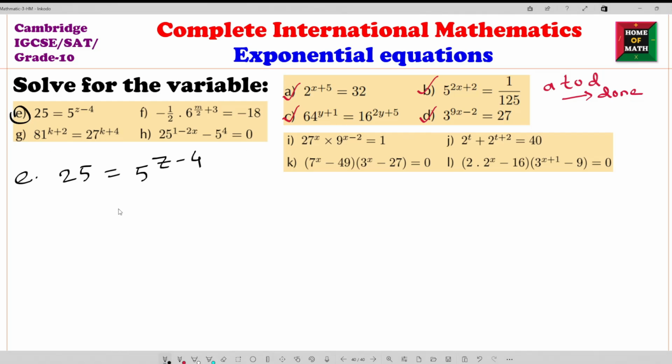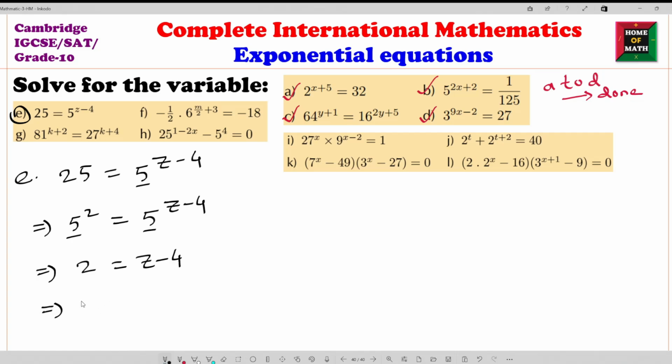25 equals 5 to the power z minus 4. So on the right side the base is 5. On the left side we will also make base 5. How? We know 25 we can write as 5 squared, and here is 5 to the power z minus 4. Here the bases are the same, then the powers will be equal. 2 equals z minus 4.